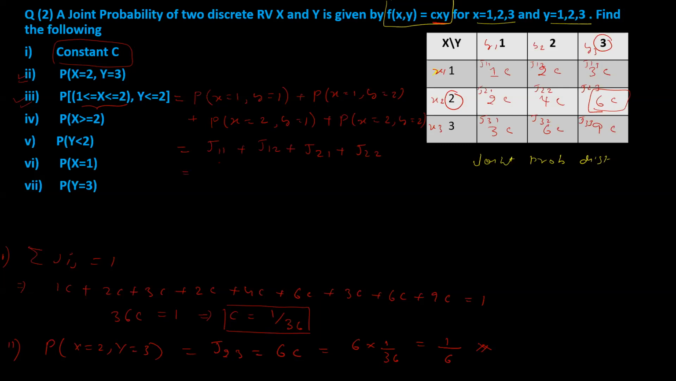So just put the values. What is J of 1 1? J of 1 1 is 1c, plus J12 is 2c, plus J21 is also 2c, plus J22 is 4c. So how much am I getting? 4, 5, 6, 7, 8, 9. So I'm getting 9 into c, which is nothing but 9 into 1 by 36. So 1 by 4 is the answer for this portion. Now can you answer me x greater than or equal to 2?